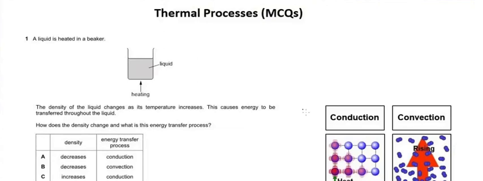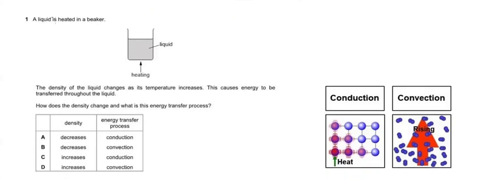Now we are going to start with the MCQs of the new topic, that is the thermal process. So we'll start with the first MCQ over here. A liquid is heated in a beaker and the density of the liquid changes as its temperature increases. This causes energy to be transferred throughout the liquid. How does the density change and what is the energy transfer process?